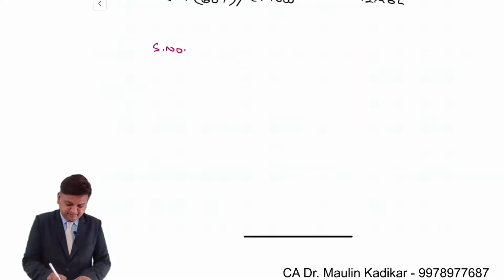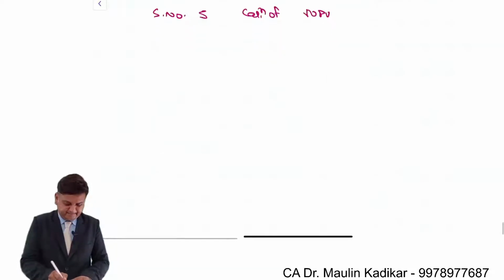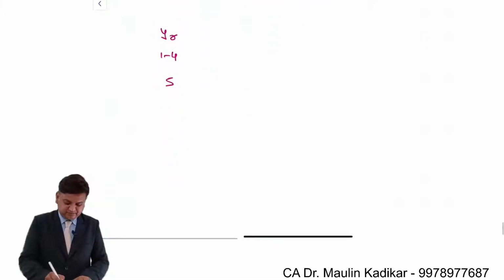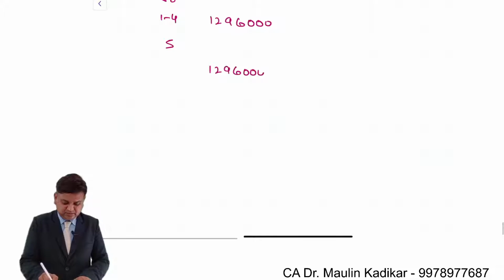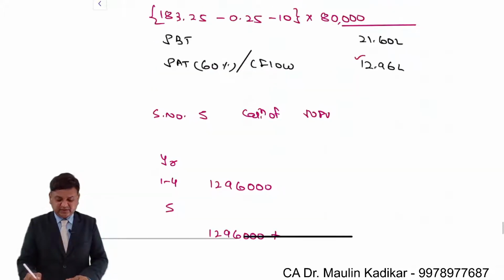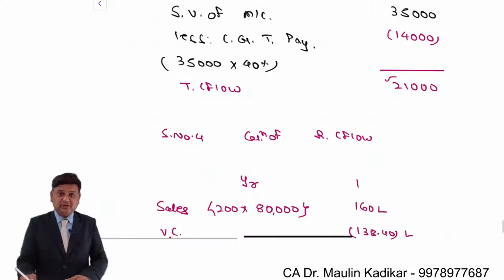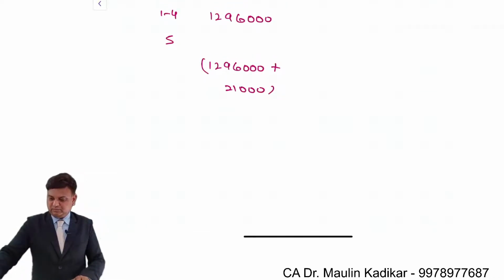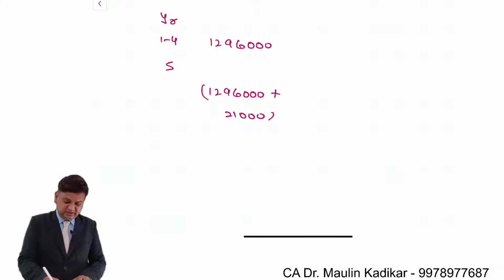Step number 5. Calculation of NPV. So year 1, 2, 3, 4 and the 5th year. It is 12,96,000. In the last year it is 12,96,000 plus the amount of the terminal cash flow, that is 21,000. So it comes to 13,17,000.